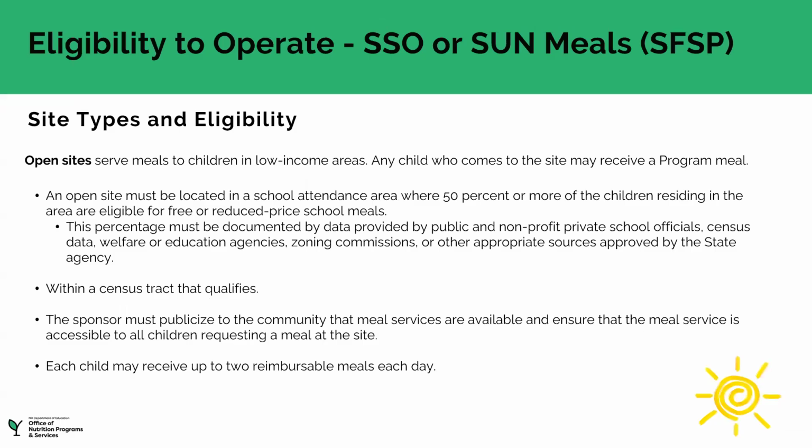An open site must be located in a school attendance area where 50% or more of the children residing in the area are eligible for free or reduced price meals. A site can also be eligible if it's within a census tract that qualifies. During the application process for either SFSP or SSO, the site must provide backup documentation of their eligibility. I will go over how and where the district can get this information for the prospective site in a few slides. At an open site, each child may receive up to 2 reimbursable meals each day.